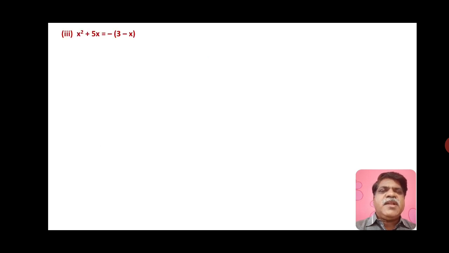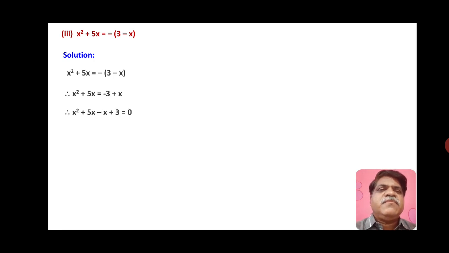Friends, let us see the third one. x square plus 5x is equal to minus into bracket 3 minus x, bracket complete. It is given that x square plus 5x is equal to minus into bracket 3 minus x, bracket complete. Therefore, x square plus 5x is equal to minus 3 plus x. The sign will change in the bracket, whatever is there. x square plus 5x minus x plus 3 is equal to 0.